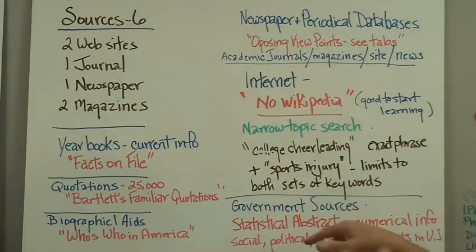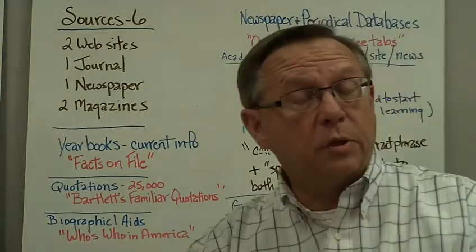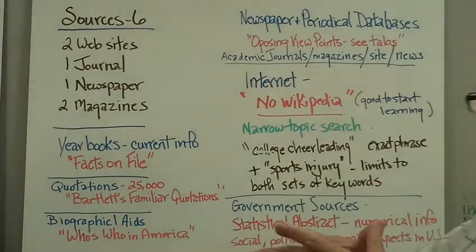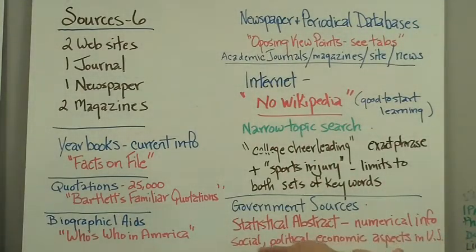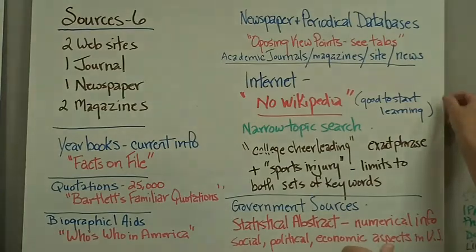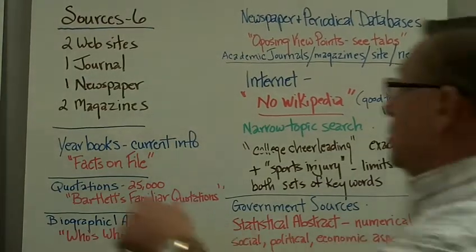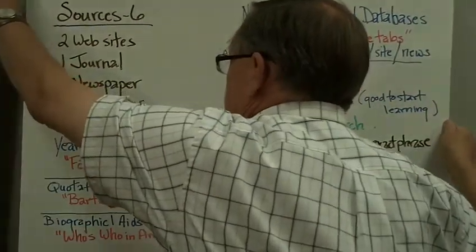There are also government sources you can use. Statistical Abstract is one. The textbook has many others. I'm just mentioning this one. Numerical information about the social, political, and economic aspects in the United States of America.